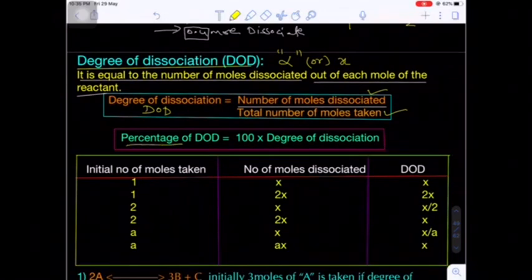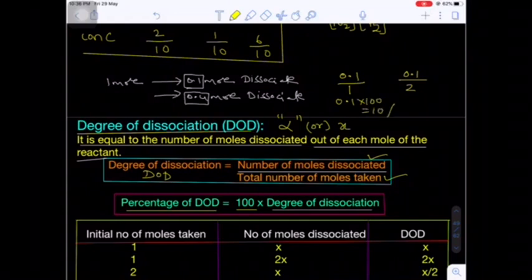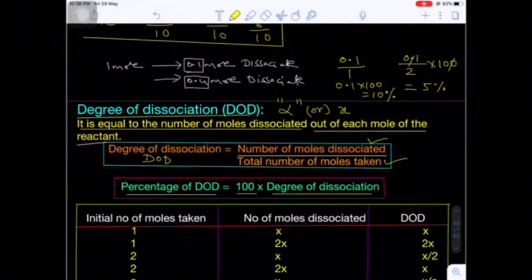Now there is one more important definition, the percentage of degree of dissociation. This is nothing but 100 times the degree of dissociation. Let's suppose the degree of dissociation is 0.1, into 100, that will be 10%. 10% is called the percentage of DOD. Let's suppose 0.1 by 2 is the DOD, into 100. The decimal zero gets cancelled, 10 by 2, that is 5%. This is the percentage DOD. Are you getting my point?